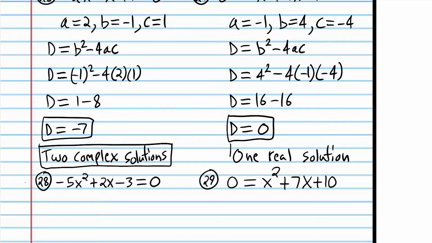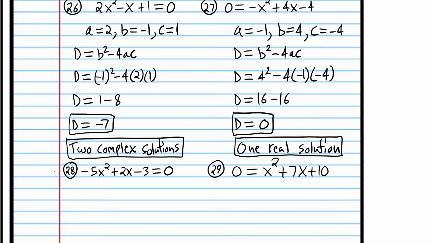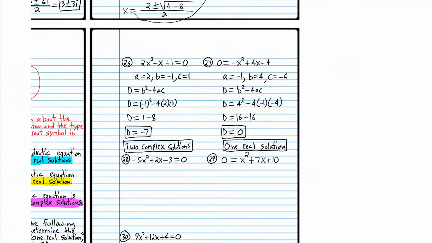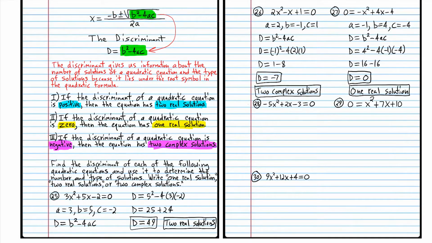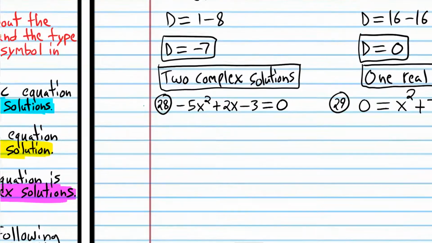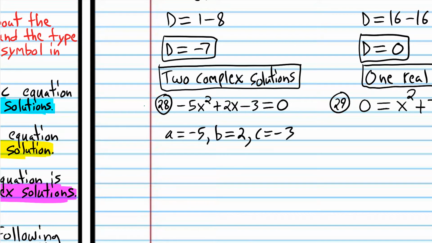So again, we found the discriminant, and we figured out the type of solutions. They're real, and we figured out the number of solutions. There's only one solution. So I'm going to leave this page here in the window, and I want you to try number 28. Find the discriminant and figure out if there's one solution, two solutions, or two complex solutions. All right, so do 28, and when you come back, we'll attempt it together. All right, we're back. So I'm going to label constants, and I'm going to write the formula for the discriminant, and then we're going to plug in numbers.